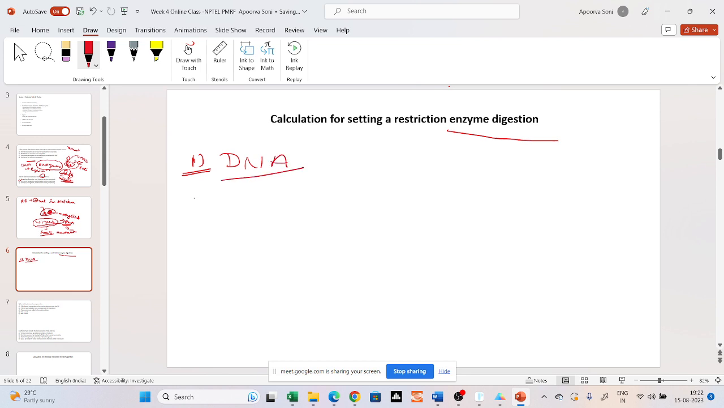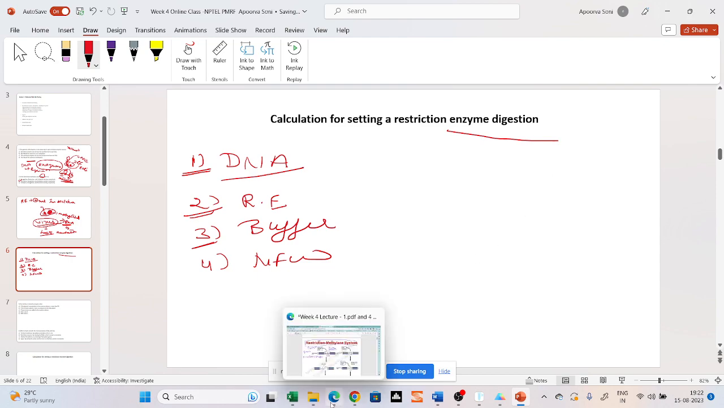Okay. Second thing is restriction enzymes. We need some restriction endonucleases. Then we need a buffer which is specific to the restriction endonuclease. And then to make up a reaction, we may need water also, sterile water or nuclease free water.